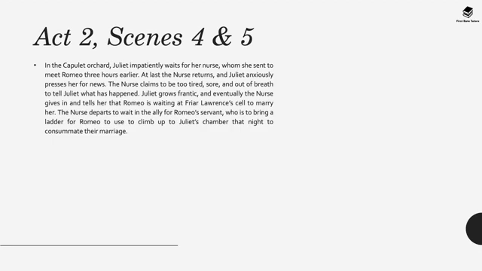Now in scenes 4 and 5, in the Capulet orchard, Juliet impatiently waits for a nurse, whom she sent to meet Romeo 3 hours earlier. The nurse returns, and Juliet anxiously presses her for the news. At first, the nurse claims to be too tired, sore, and out of breath to tell her what happened. However, Juliet grows frantic, and eventually the nurse gives in and tells her that Romeo is waiting at Friar Laurence's cell to marry them.